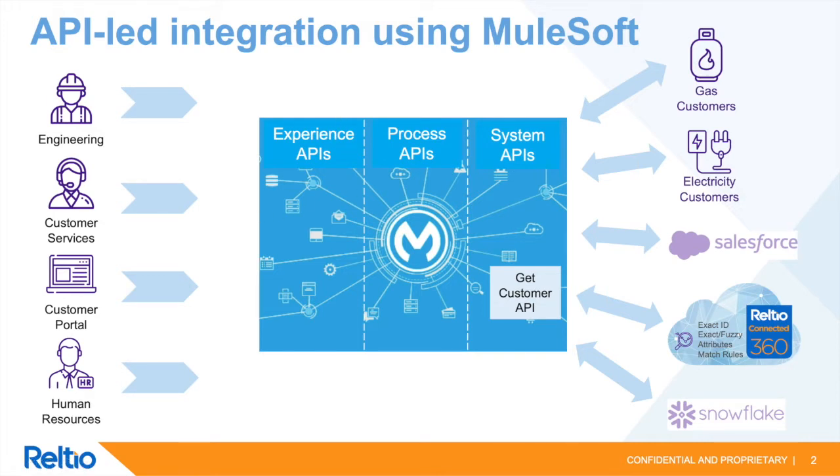Reltio and Mulesoft have a strong partnership, and what that means is we've been able to put in place a Reltio connector with a number of different API calls into Reltio as part of the Mulesoft set of connectors available, that include some of the more frequently used API calls into Reltio. So today what I want to talk about is a Get Customer API, which is going to leverage a number of different specific APIs, among the many APIs that Reltio makes available.